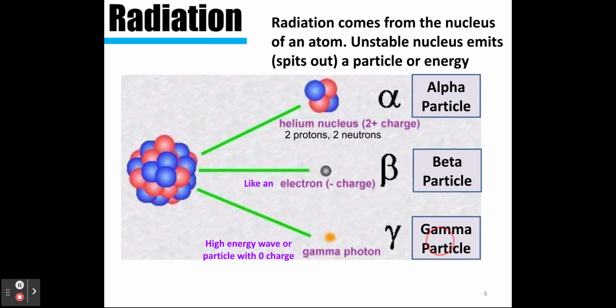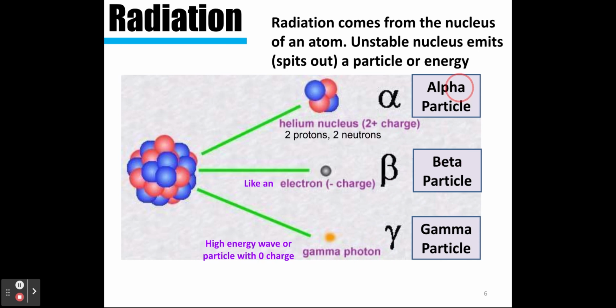And then the third one is the gamma particle, or we also call it gamma rays. It has no mass. We call it a photon because it's a particle of energy. It's not a physical particle. It doesn't have mass. It doesn't have charge. A photon is a particle of energy or particle of light, if you will. So it's a very high energy wave or particle with zero charge.